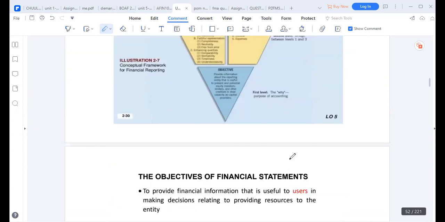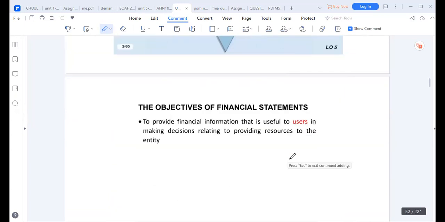when they come up with a standard. Now, I want to look at another key part of this, where we talk about the objectives of these financial statements. These financial statements are important and useful to the users for what? For decision making.